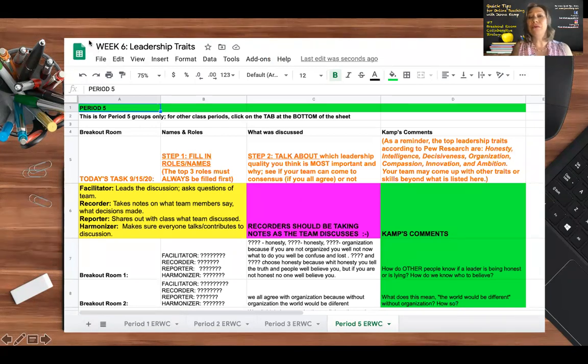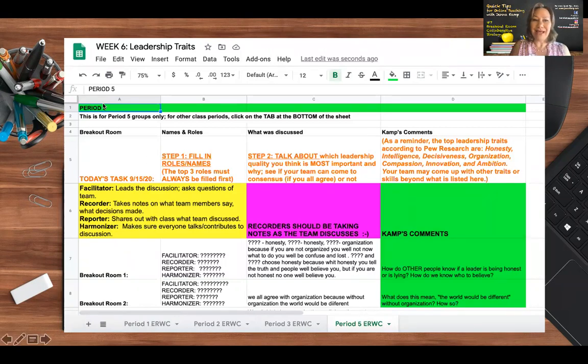This is a Google spreadsheet actually. It was week 6 of instruction. We were working on leadership traits. You can see at the top, I have identified the class period that this is, and that corresponds on the bottom. There's a different tab for each of my classes. That's to make it easier for me so that I have all of my classes in one spreadsheet. But for the classes, they're just looking at the one tab.